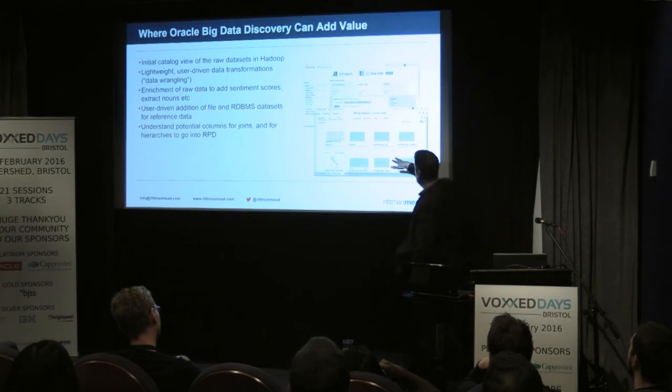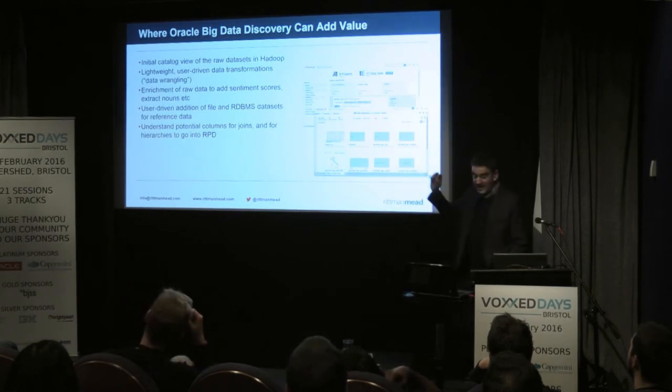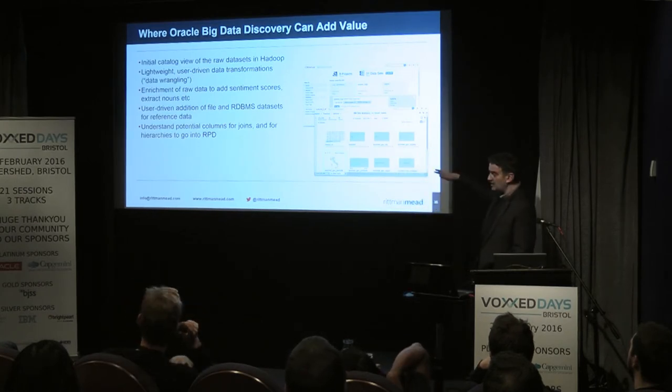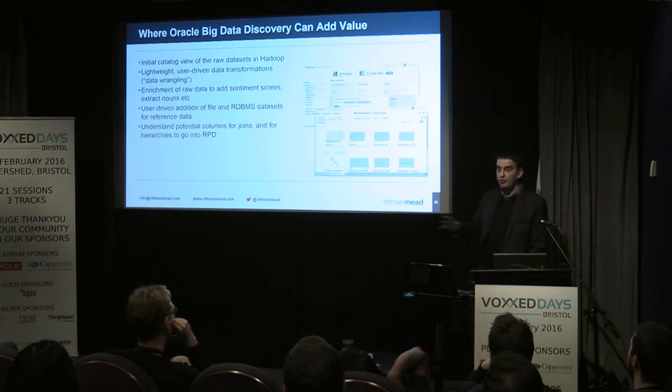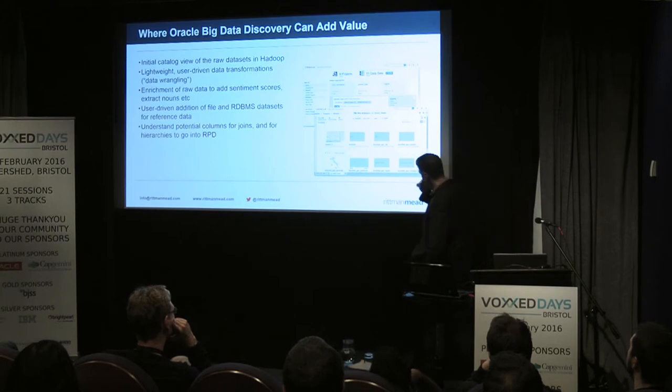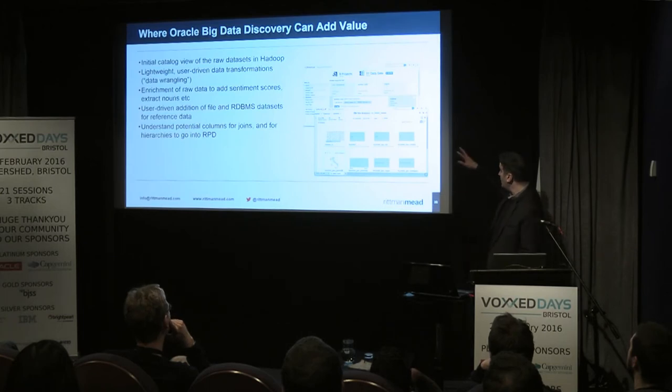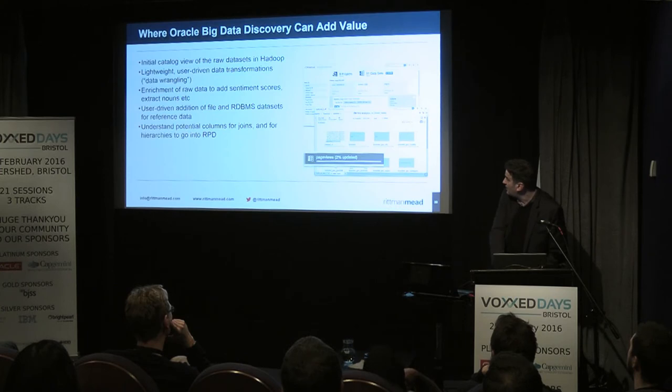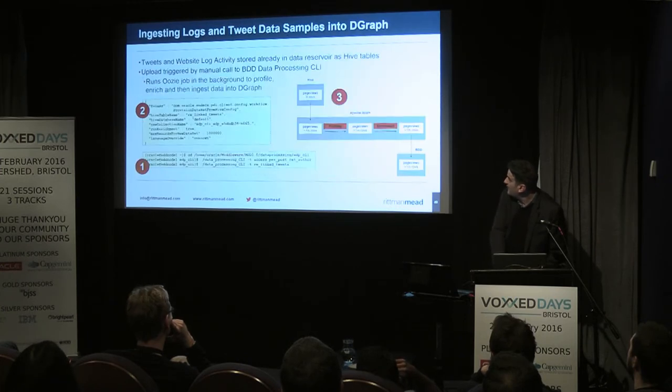So this tool, Big Data Discovery Cloud Service, is excellent for giving you a bit of a catalogue view of what's in your data lake or data reservoir. You can just apply an HCatalog schema over the data set, and then it will appear in here. But what's interesting is that you can start to go in there and, where are we here? So basically go and do that there.